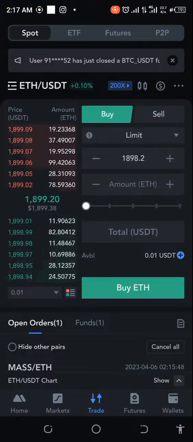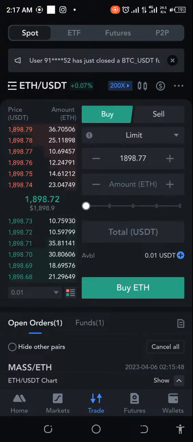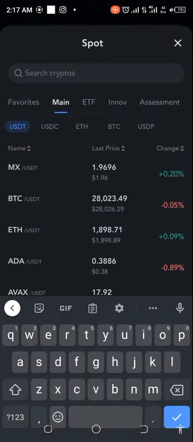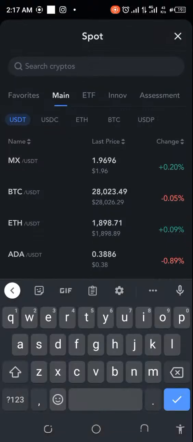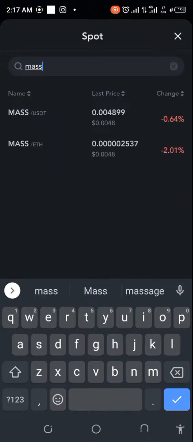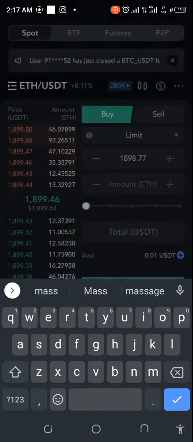Okay, is it the same price? No, it's 1899. Okay. Oh well, it's 1898 now. Anyways, by the time we start seeing like 1900 and something, it might be good to consider to boomerang. But for now, let's get back and see what's happening in mass ETH. Let's just check that again and see what's happening there.